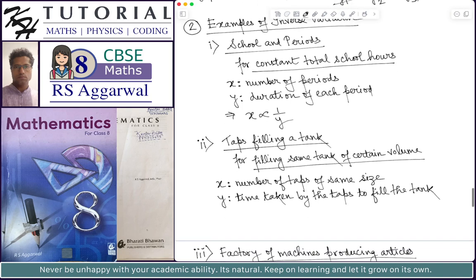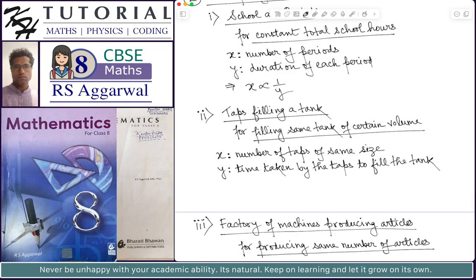The second one is taps filling a tank. We have a certain number of taps of the same size, and they are filling a tank of a certain volume. The tank is fixed, that is, its volume is fixed. Now the quantities involved are the number of taps and the time taken by the taps to fill the tank. So if x represents the number of taps of the same size and y represents the time taken to fill the tank, we can clearly see that these two quantities will be inversely proportional to each other. But remember that the taps are filling the same tank, that is, the tank has the same volume.